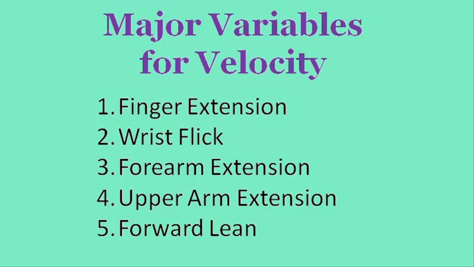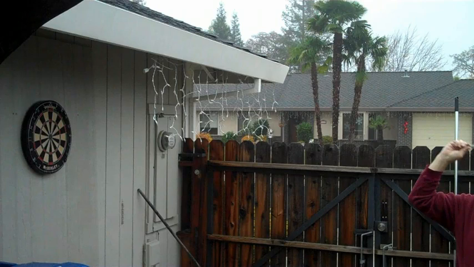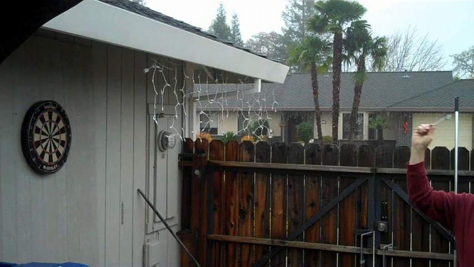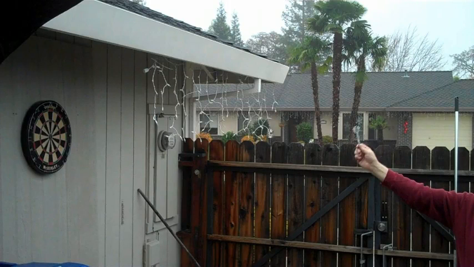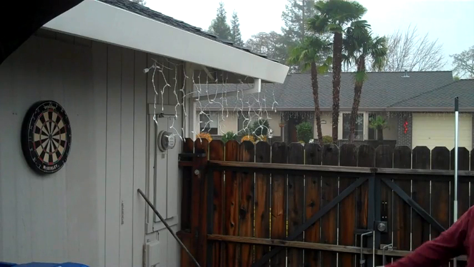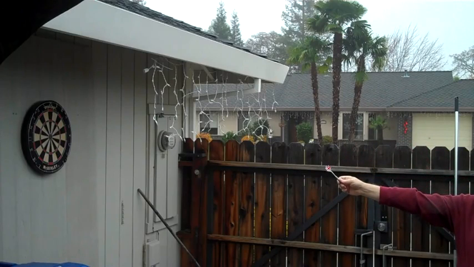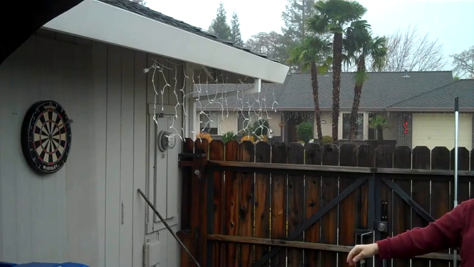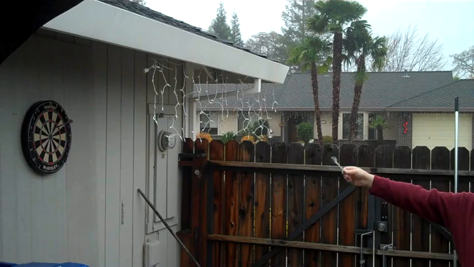So here's a summary of what the variables are: finger extension, wrist flicking, forearm extension, upper arm extension, and forward lean. Now let's see if we can get that down to just a couple, which would be the upper arm movement and the velocity and the timing of release. So like I said, the timing of release is going to be standard, and the only thing you have to control then is... Now here we see me practicing in my backyard.